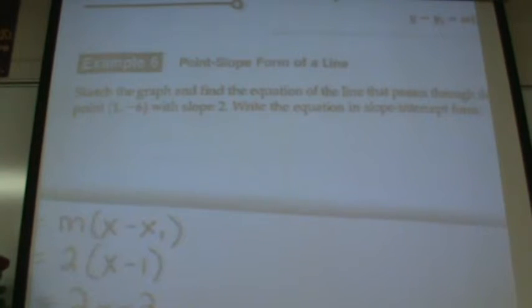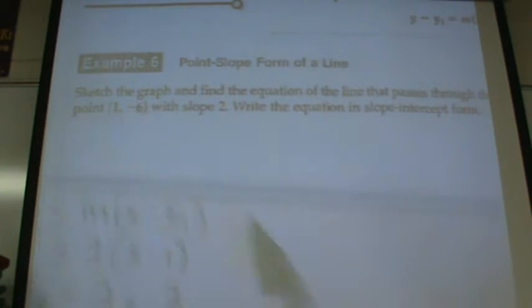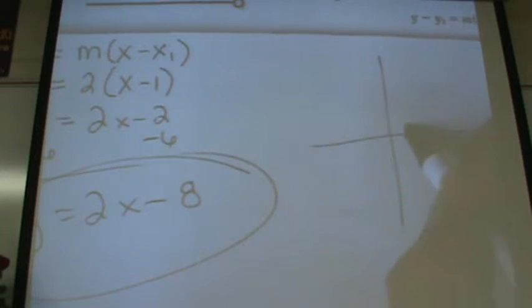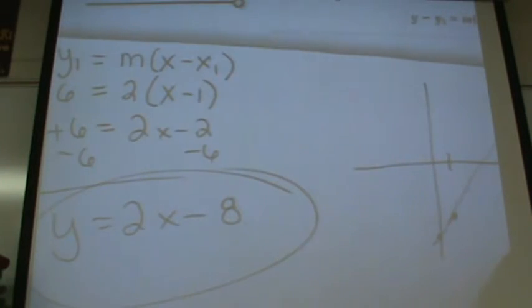Well, you could do one of a few things. You could actually plot 1, -6. If you did 1, -6, and then went up 2 over 1, you do your graph. Or, if you extended this, you would see that it's gonna hit at -8. So either way, however you wanna do it, it's fine with me.